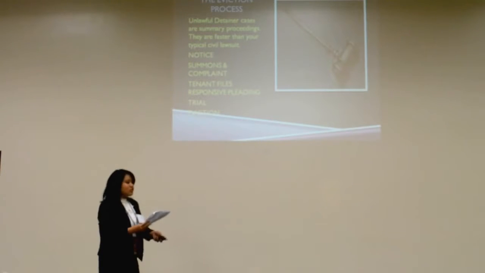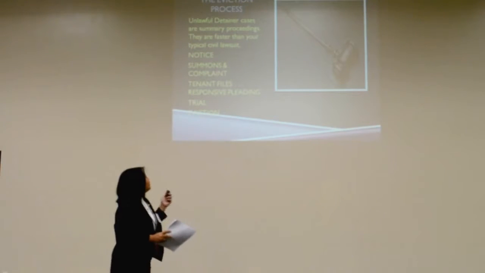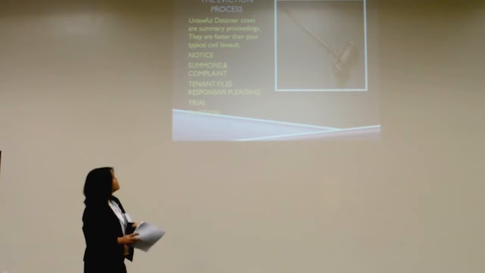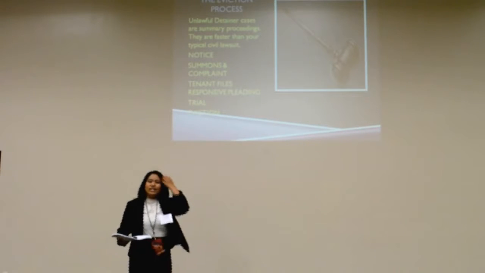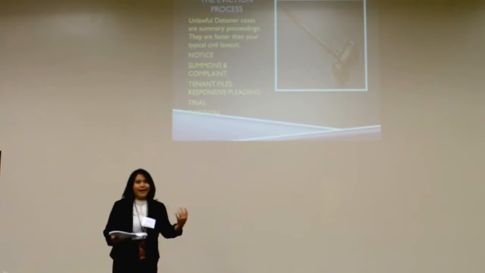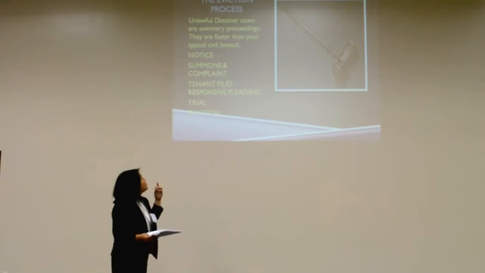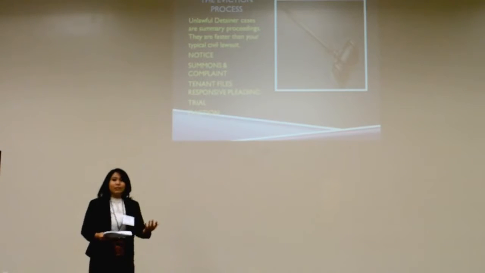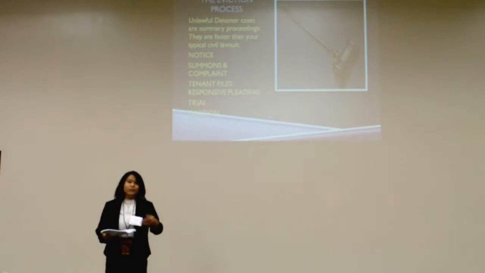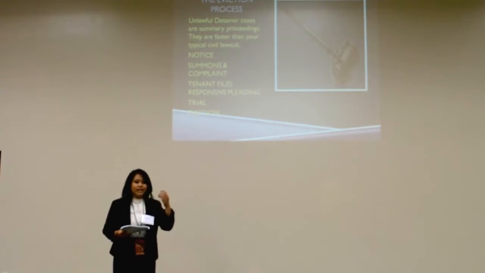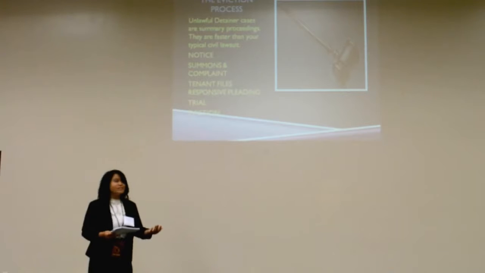All right, so this is in general the eviction process. Unlawful detainer cases, or evictions, as they're also called, are summary proceedings. They're very fast. They're not like your civil litigation cases that take a year and a half, 2 years, and drag on. It's very fast and very black and white, especially if it's just for failure to pay rent. It's either did you pay rent or did you not pay rent. So that's why it gets done within about 30 days.